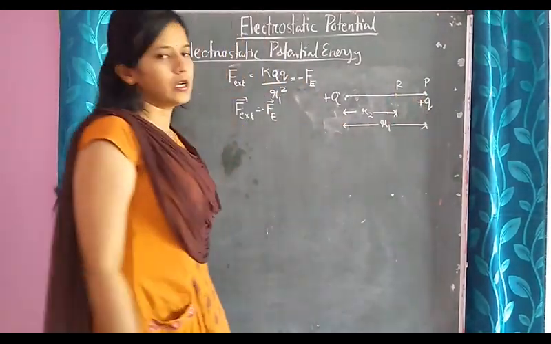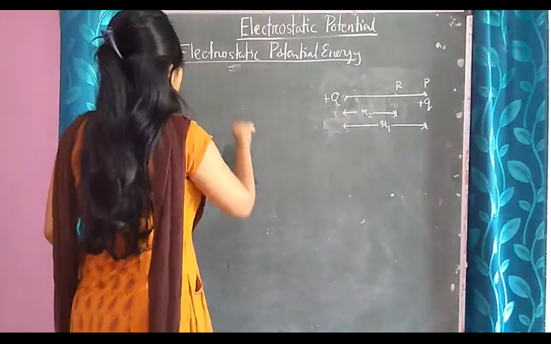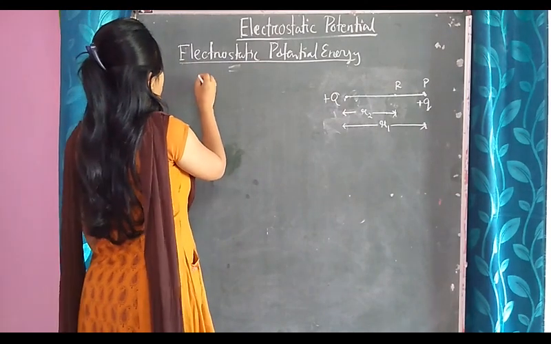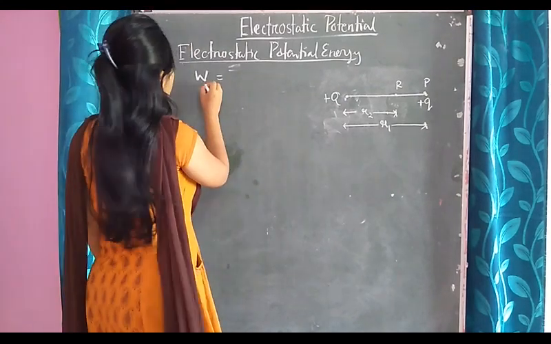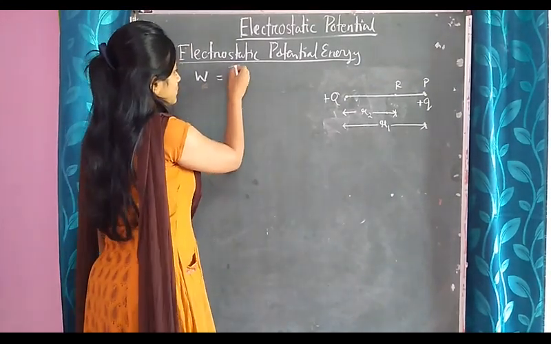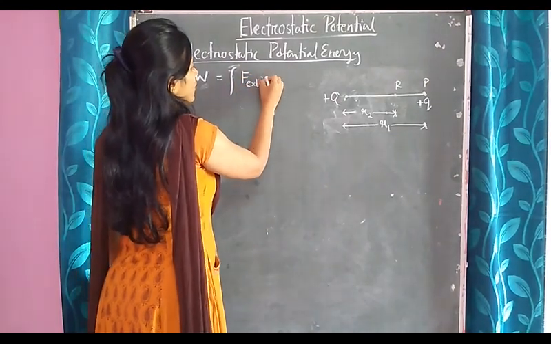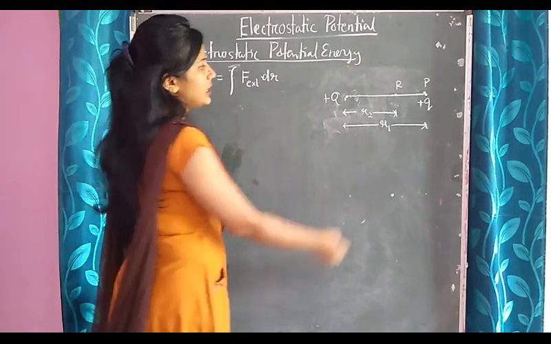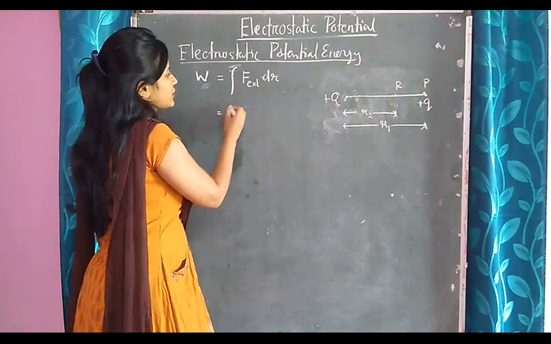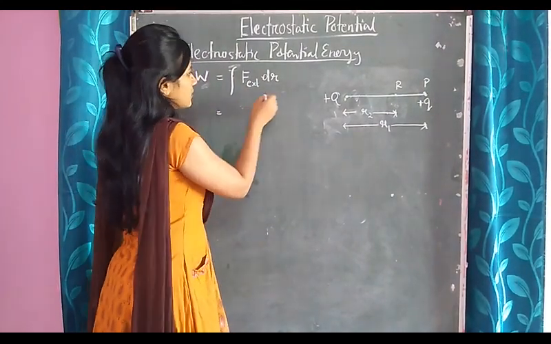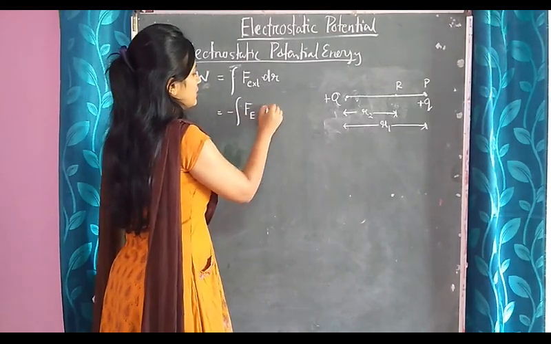Now let us find out the work done in bringing the charge from point P to point R. For that I will write the work done by the external force. The formula will be the integration of F external dot dr, where dr means the small displacement. In place of F external I can write, as I had discussed, minus Fe dr.